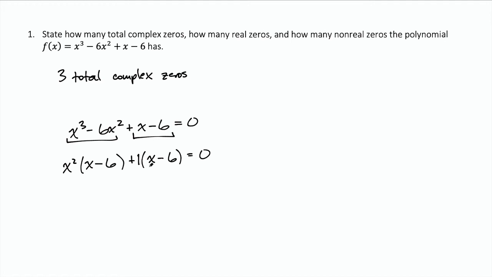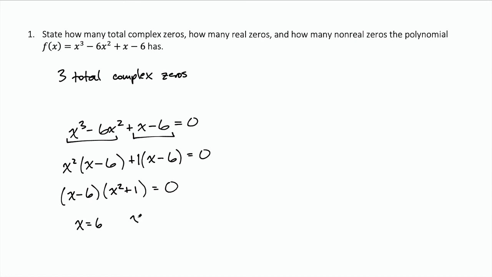That'll help us at our next step, where we see the x minus 6 in common, so we can pull that out. And we're left with x squared plus 1. Well, x squared plus 1 is irreducible. So this gives us x equals 6. So there's a real 0.